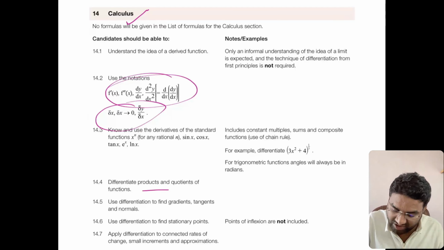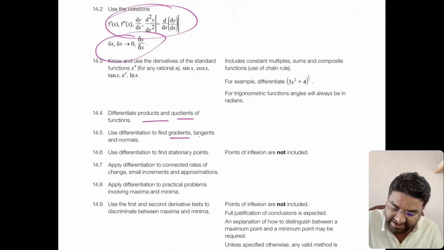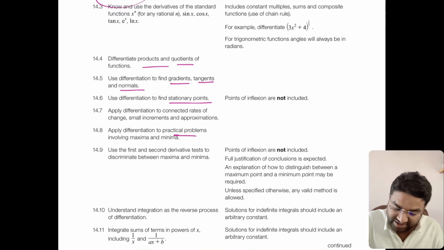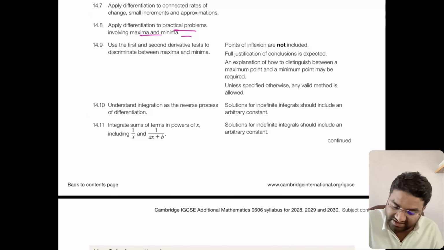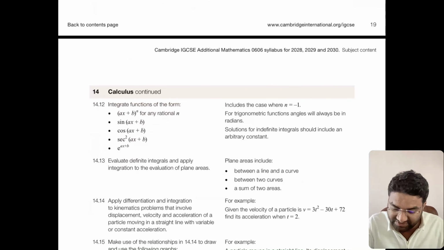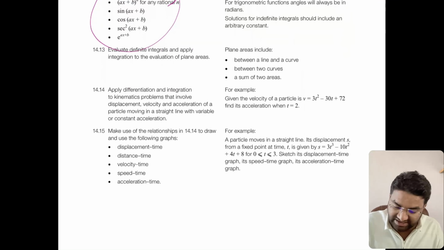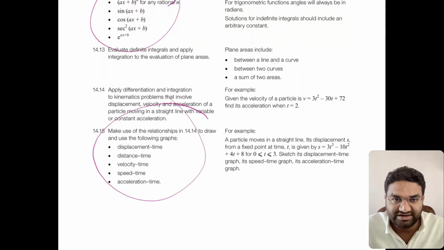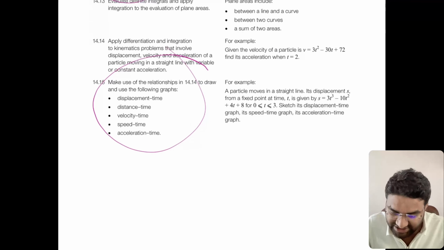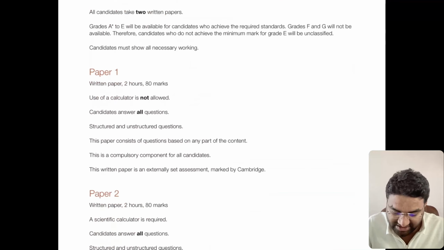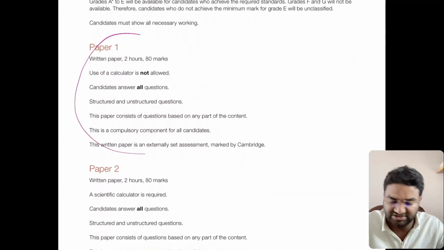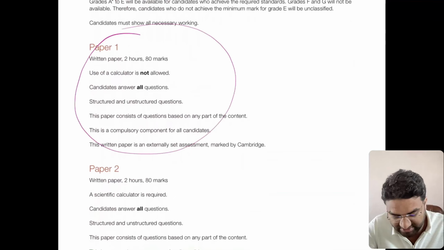So differentiation, product and quotient rule. Find the gradient, tangent, normal and stationary point concepts. Then maxima and minima concepts are there. Then reverse differentiation, meaning integration questions, are there. So all these integration types you have to go through. Then the last part is kinematics: displacement time, distance time, velocity time, speed time and acceleration time questions. Here they have given just the details of paper 1 and paper 2.